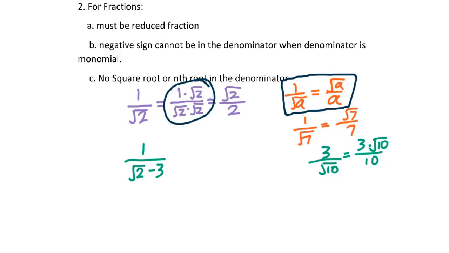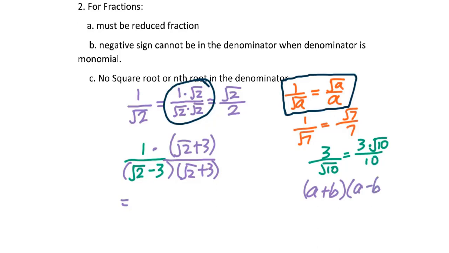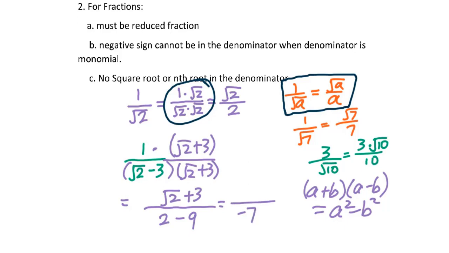And also we have 1 over, for example, square root of 2 minus 3. Then you have to use a conjugate multiply. Multiply by square root of 2 plus 3 over square root of 2 plus 3. Then we know that (a plus b) times (a minus b) gives a squared minus b squared. Therefore, square root of 2 squared is 2, minus 3 squared is 9, which is negative 7. Top is square root of 2 plus 3.